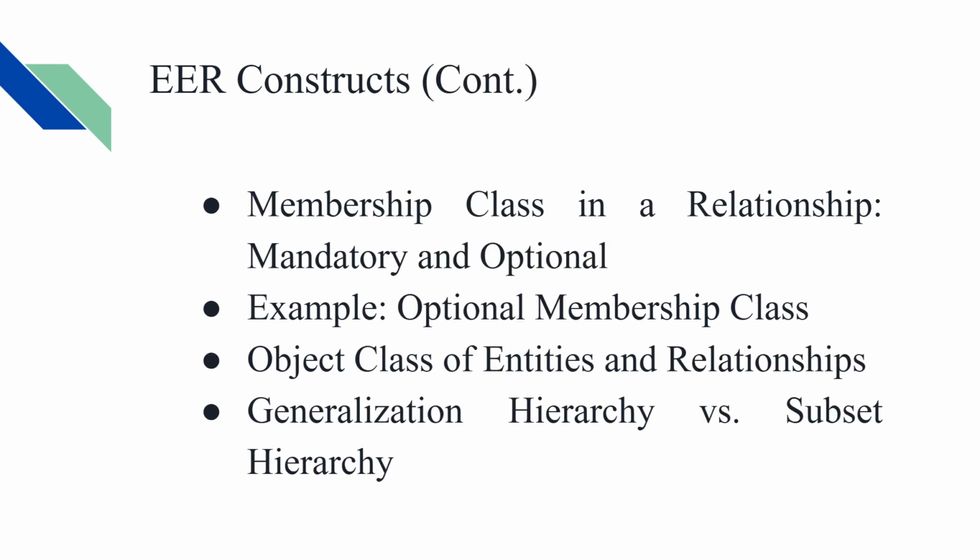Coming to extended entity relationship constructs, another important extended entity relationship construct is membership class, which specifies whether an entity's participation in a relationship is mandatory or optional. For example, if every officer must be occupied by an employee, then the employee's membership in the occupies relationship is mandatory.